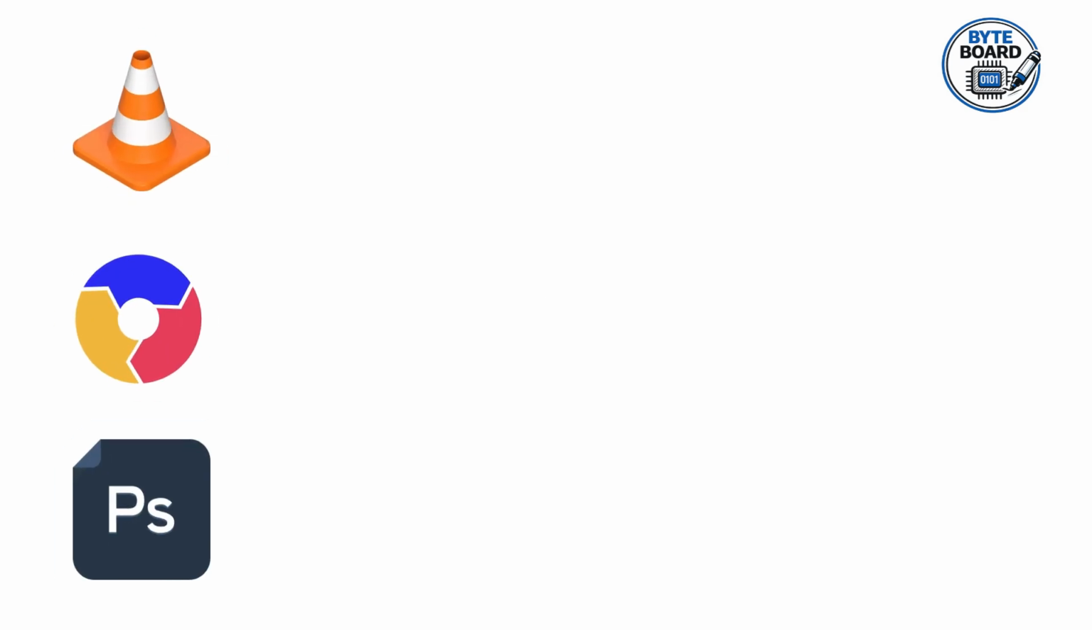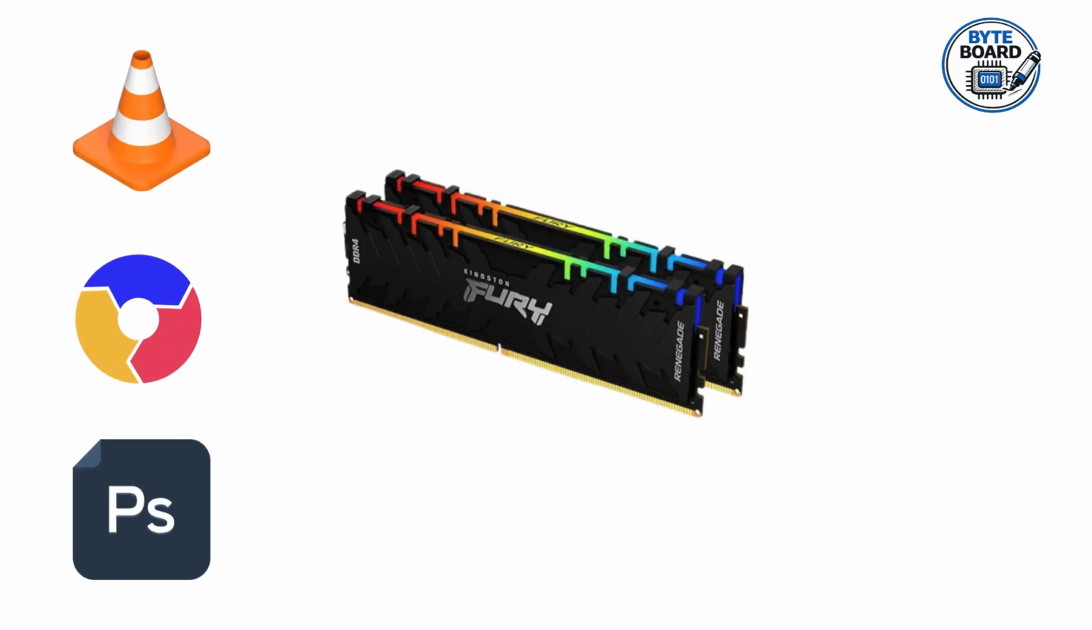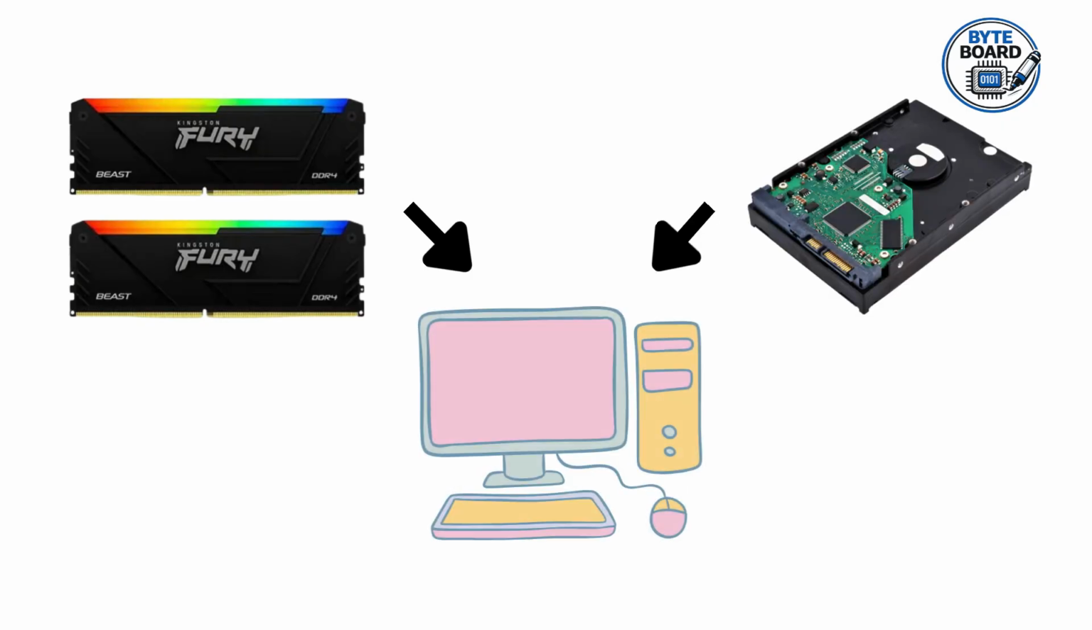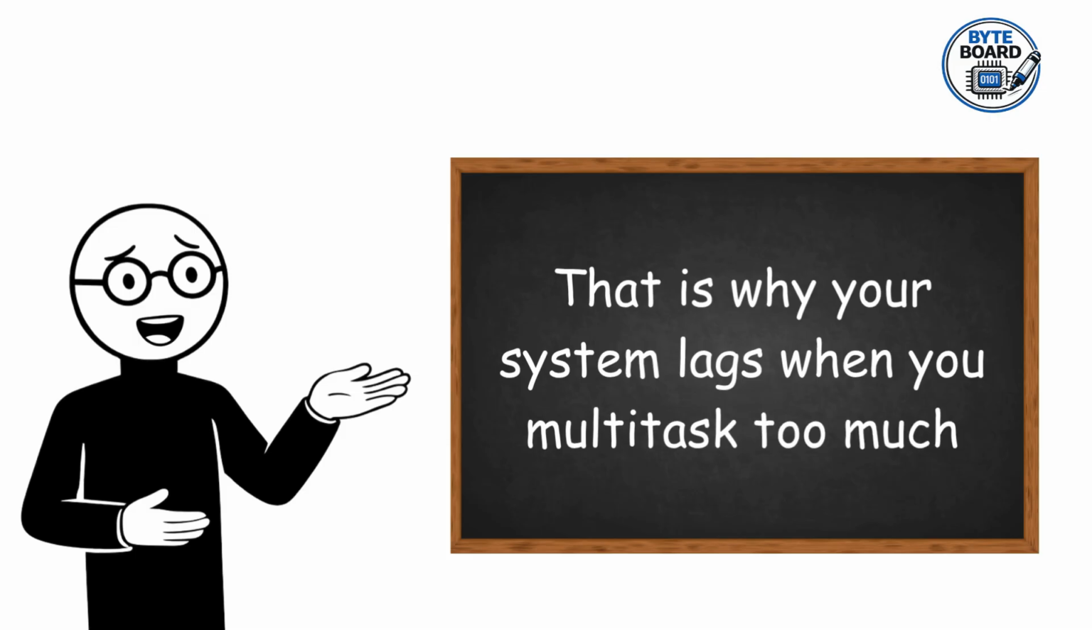What happens when RAM is full? Now imagine you open too many apps at the same time. Your RAM starts to fill up. When RAM becomes full, your computer becomes slow because it starts using storage instead of RAM, which is much slower. That is why your system lags when you multitask too much.